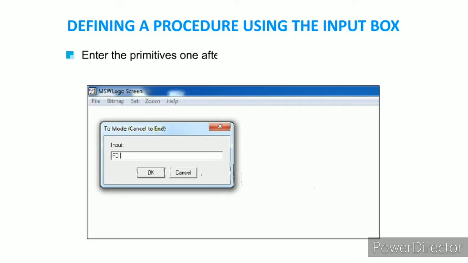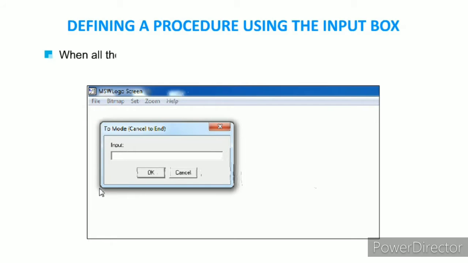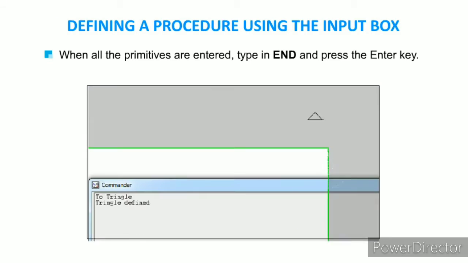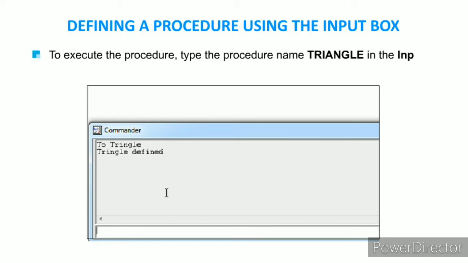Enter the primitives one after another by pressing the enter key. When all the primitives are entered, type in end and press the enter key. The procedure will be defined. To execute the procedure, type the procedure name triangle in the input box and press the enter key.